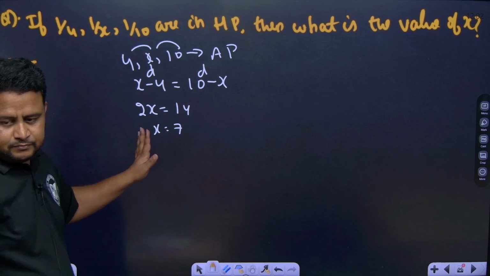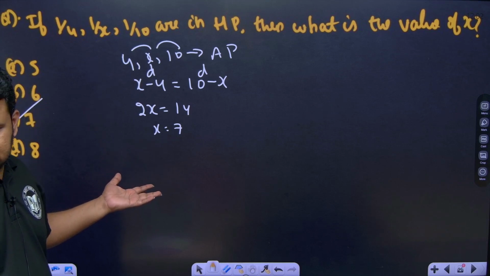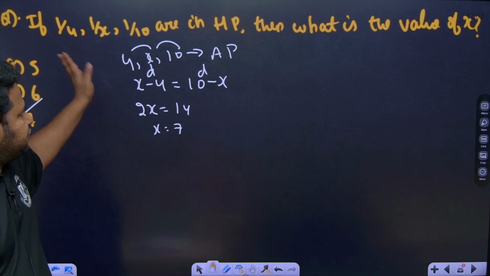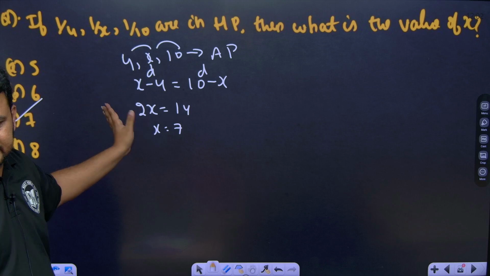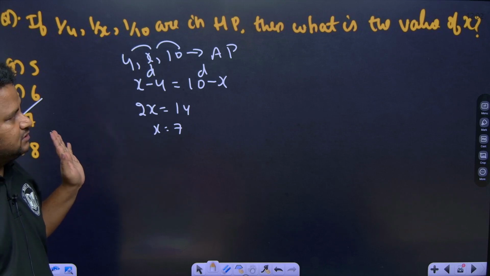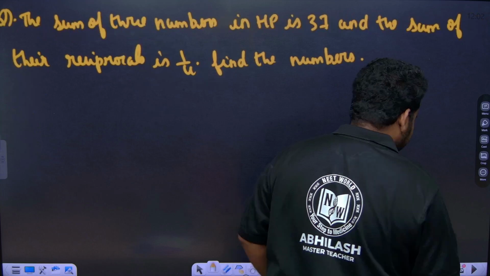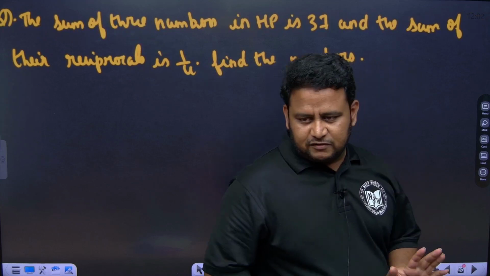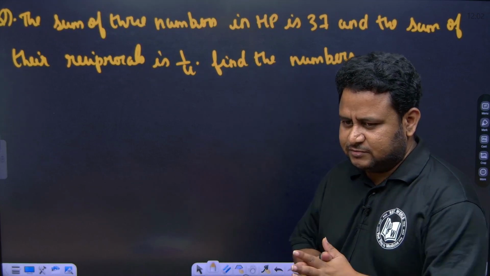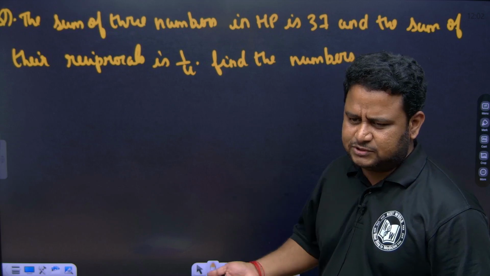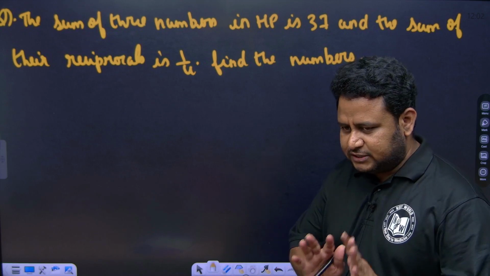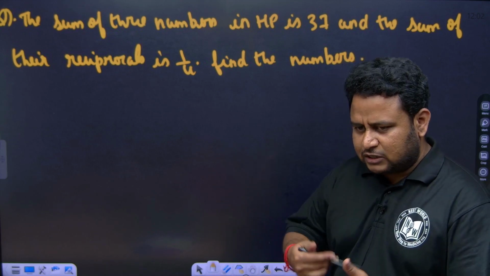Clear? Yes. Like this you solve. That's all. If they give it in HP, convert it into AP, find the common difference, you will get the value of x. Understood? That's it. Next. Am I going fast? Too fast? You are able to catch up now, because we have to be a little fast, because these are easy concepts, no need to spend too much time on them. I am covering them so that you have the concept.